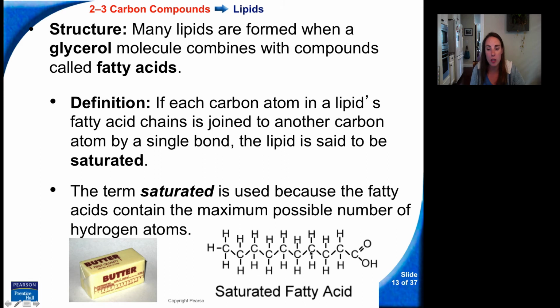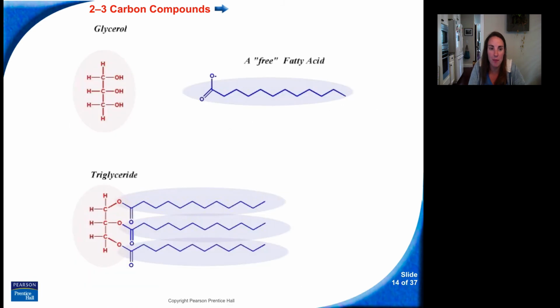And as a result, because it's such a uniform structure, those molecules can pack so closely together that in general, saturated fats are solid at room temperature. So like butter is full of saturated fats. Or meats, where you can actually see the fat and it's solid, that is also a lot of saturated fat.